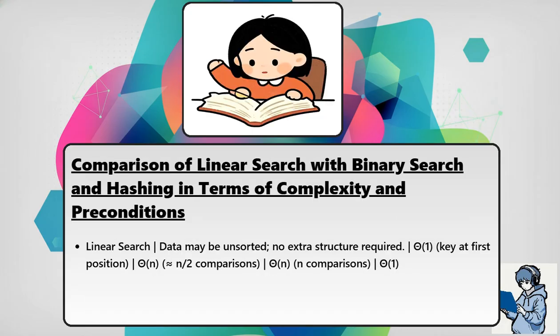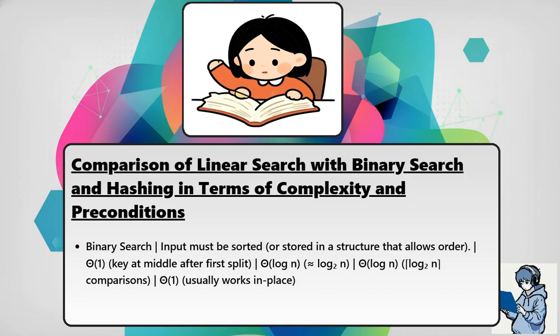Linear search: data may be unsorted, no extra structure required. Best case Theta of 1, key at first position. Average case Theta of n, approximately n over 2 comparisons. Worst case Theta of n comparisons. Typical space Theta of 1. Binary search: input must be sorted or stored in a structure that allows order. Best case Theta of 1, key at middle after first split. Average case Theta of log n, approximately log base 2 of n. Worst case Theta of log n, ceiling of log base 2 of n comparisons. Typical space Theta of 1, usually works in place.